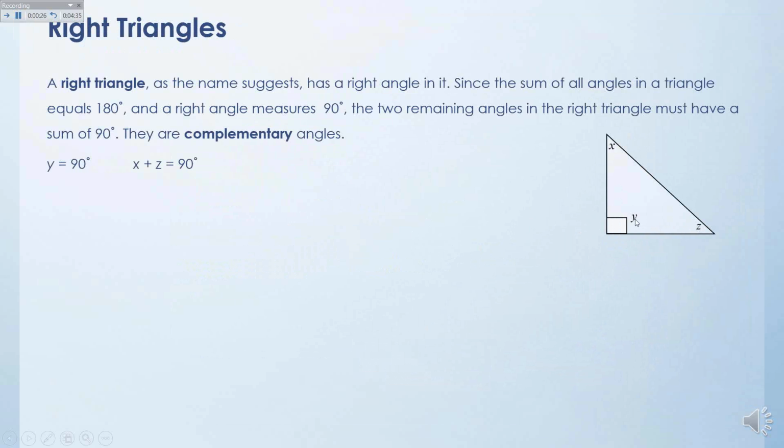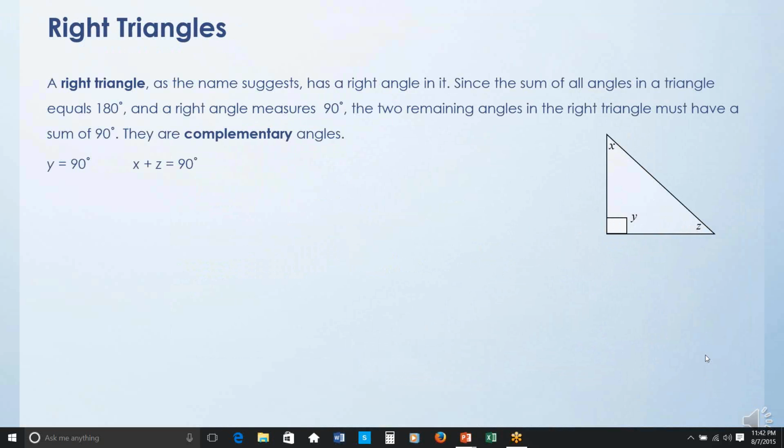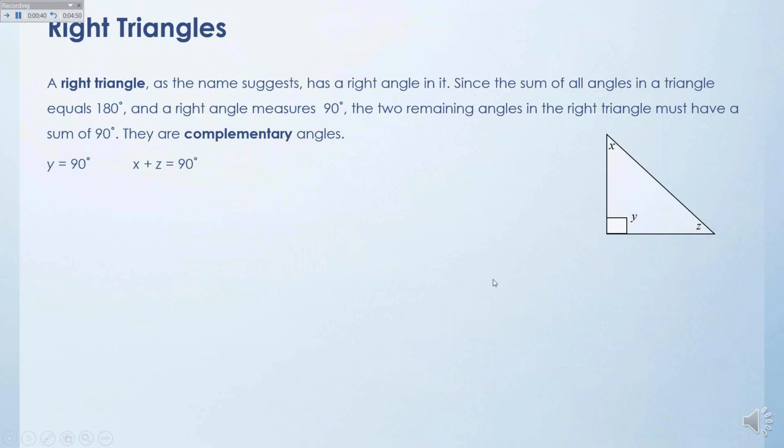So we have angle y is 90. Since the triangle is equal to 180, then x plus z would be that extra 90 degrees to make up 180. And let's see what else we have here.